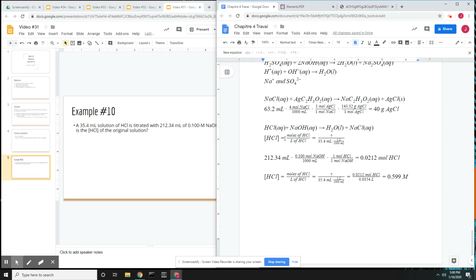You're always going to have to do it in these steps, and it's going to be a lengthy problem, and you're also always going to need to write out the balanced chemical equation. If you skip any of those steps, sometimes you will get lucky and you will get the right answer, but sometimes you will not get lucky. So you're always going to want to do these steps.